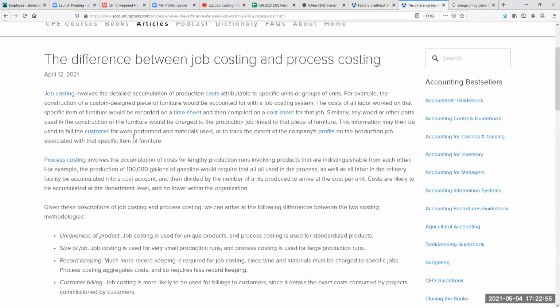Okay. Now, what's the difference? This is a job cost we're talking about today. This is the detailed accumulation of production costs attributed to specific units. So think about houses. Now, what about a beer? If we're making beer, can you really attribute beer to a specific unit? No. So that's why accumulation of costs involving products are indistinguishable: 100,000 gallons of gas, millions of barrels of beer. So that's where we use process. So we're doing job costs here, and then we'll talk about process costs in another chapter.